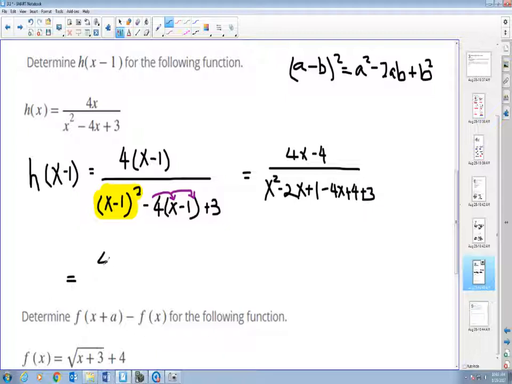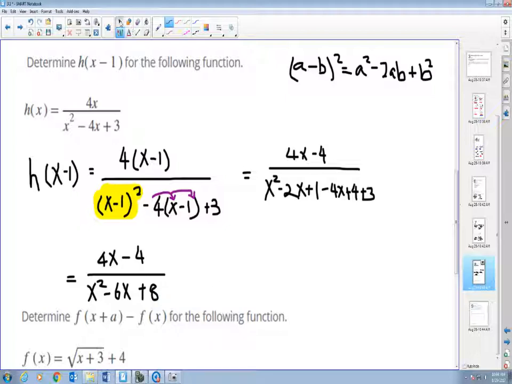Alright, so top is still 4x minus 4 over, if I combine like terms down here, I believe x squared is still x squared. Negative 2x minus 4x is negative 6x. Let's see. 1 plus 3 is 4. 4 plus 4 is positive 8.